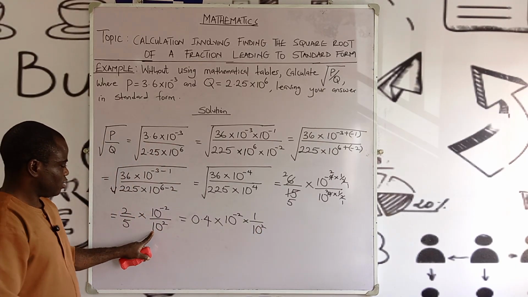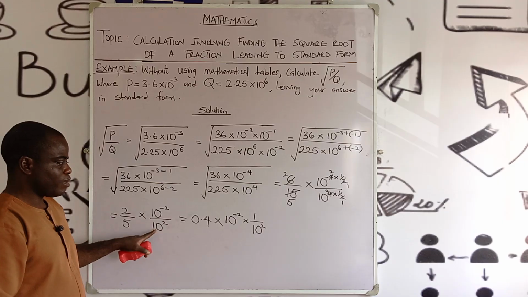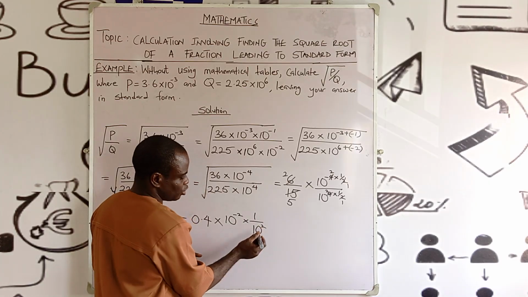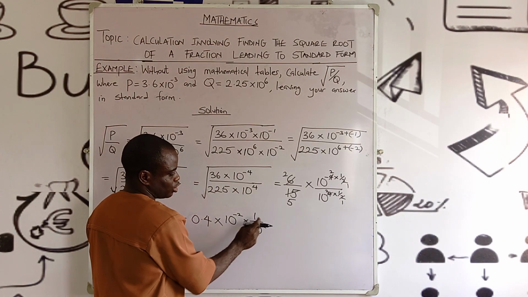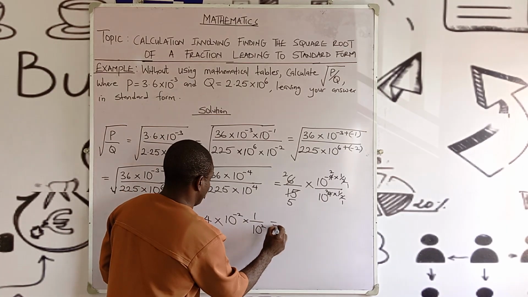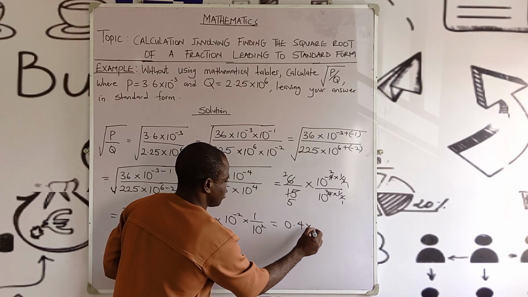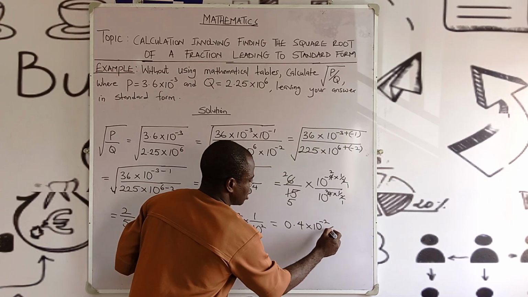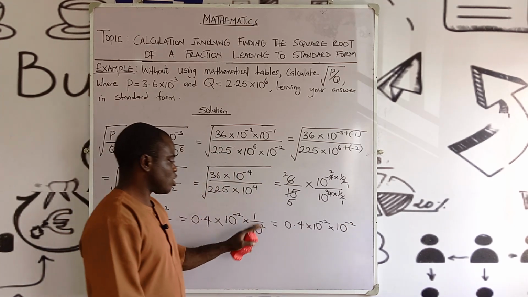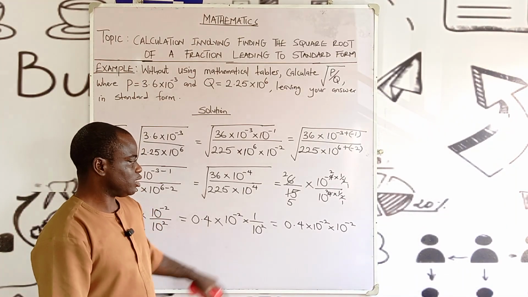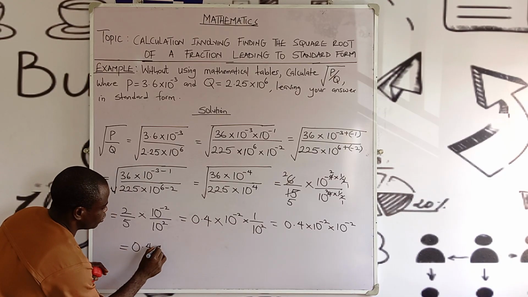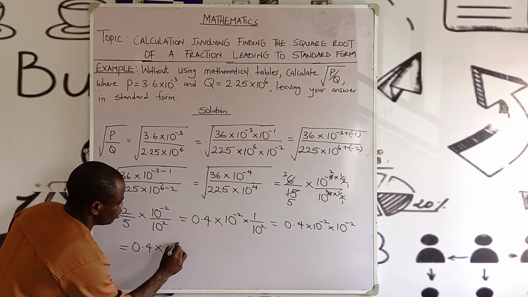Still the same thing with what you have here, but I want to raise this 10 raised to the power 2 up. When you are doing that, you have to introduce minus 2 to this 2. But at that point, this reciprocal will no more be there. You now have it to be 0.4 times 10 raised to the power minus 2 times 10 raised to the power minus 2. Okay? This 10 raised to the power minus 2 is the same as 1 over 10 squared in indices, which is equal to 0.4 times 10 raised to the power minus 2.